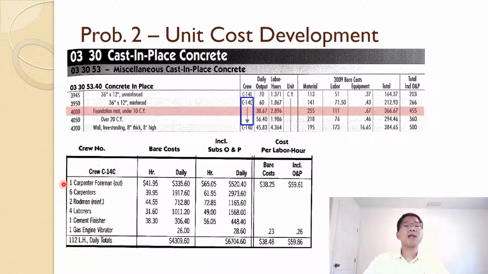So for this crew, you can count how many workers they need. It's 1 plus 6, 7, 2 rodmen, 9, 4 laborers, 13, 1 cement finisher, 14. So this crew, C14, needs 14 crew members in that team to do this mass foundation and produce such an amount of work per day, with this cost per cubic yard. So we try to explain where that number comes from.